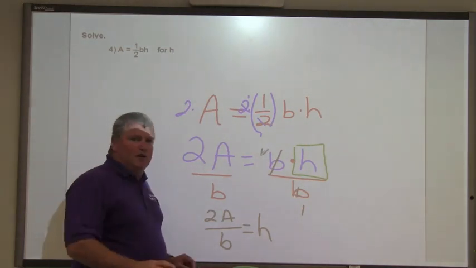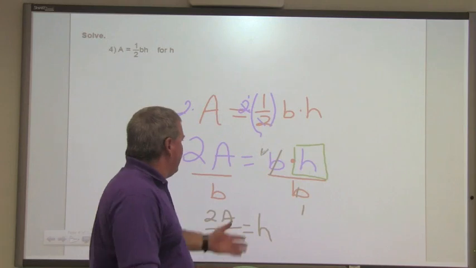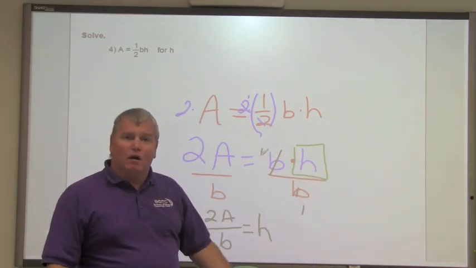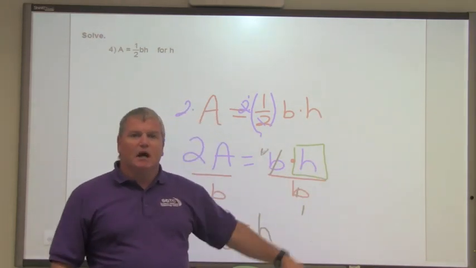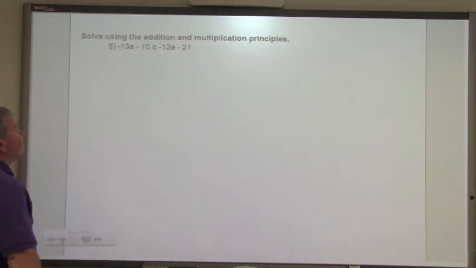So don't make the variables really difficult. Just do it as if they were numbers. If I had 4h, what would I do to solve that? I'd divide by 4. No difference than if I had bh, or b times h. I still divide by that term.